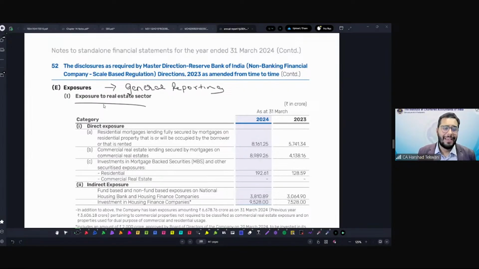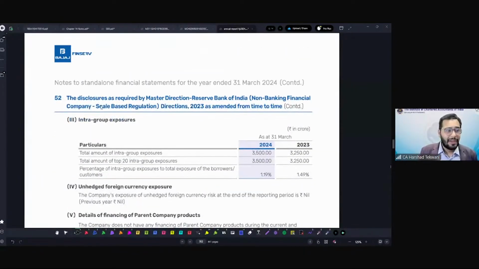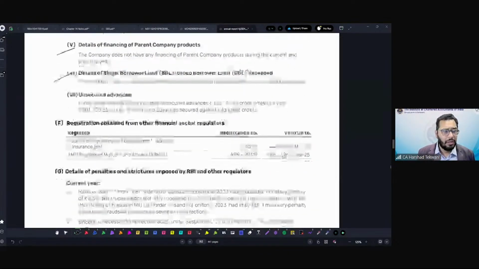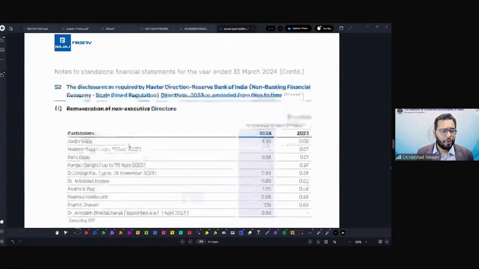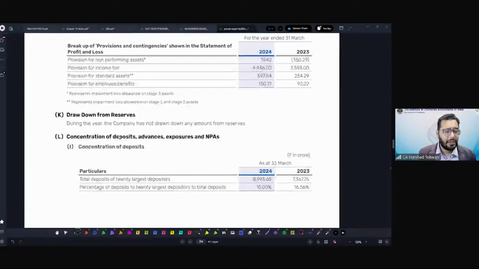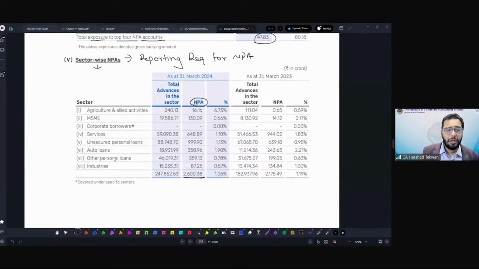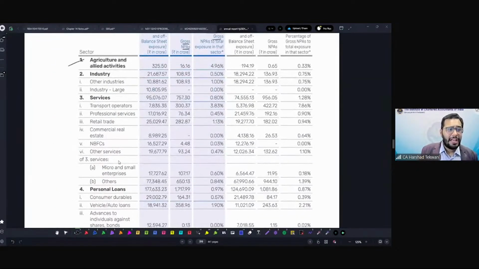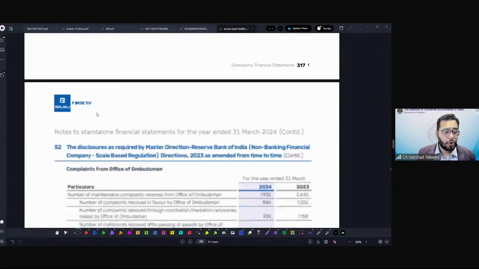Okay, exposure to the real estate sector, exposure to the capital market. Remember, now just we discussed intra-group exposures, unhedged foreign currency, parents, single borrower, everything. Then you have the credit rating related disclosures, remuneration to non-executive directors. We also saw concentrations of NPA, sector-wise NPA reporting. Just now we saw in that. Okay, we earlier also discussed sector-wise reporting. Remember, agriculture, industry, service, personal loan. Then we saw number of complaints, related disclosures.